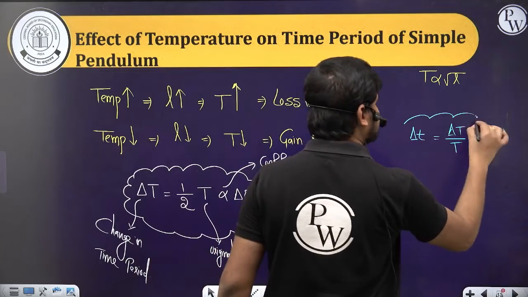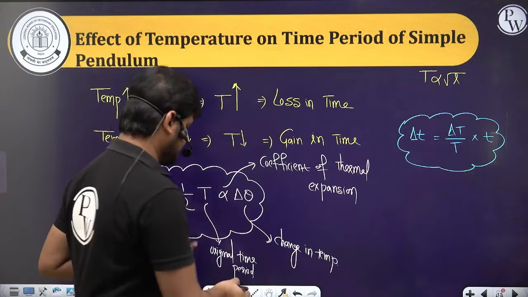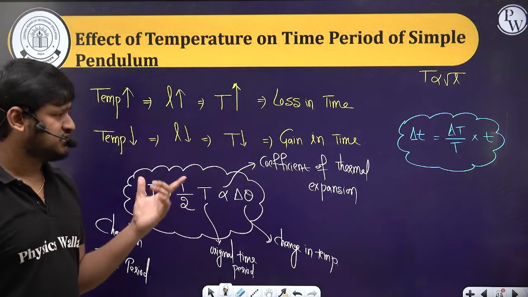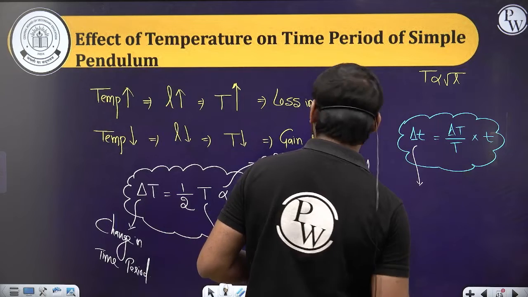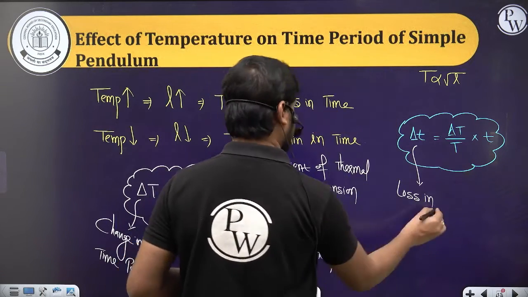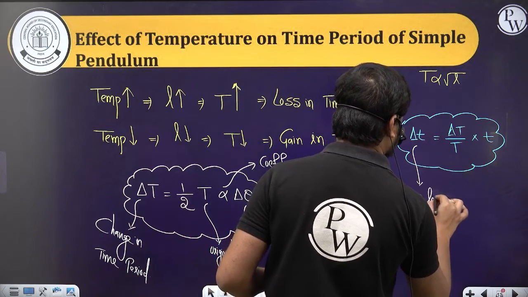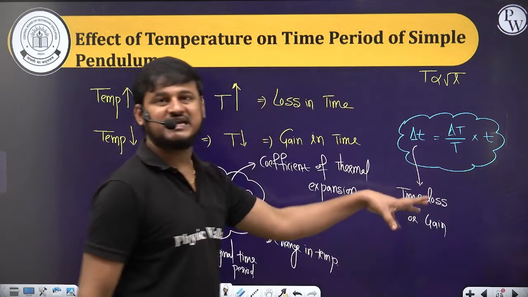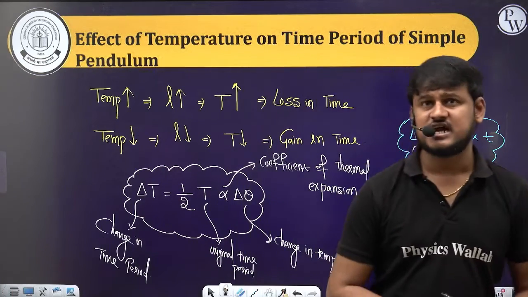Okay. So already we solved the questions related to this. If you want, you can refer to the first lecture of thermal properties of matter, or mechanical properties of solids, I guess, where I have explained it. So check it in those two. So this is a loss in time. Time loss or gain. Gain in time or loss in time. So that's how you can calculate it. Clear, guys? Understood the concept?